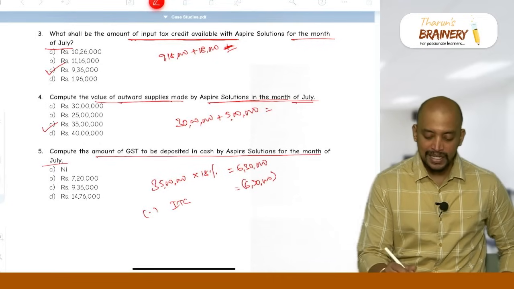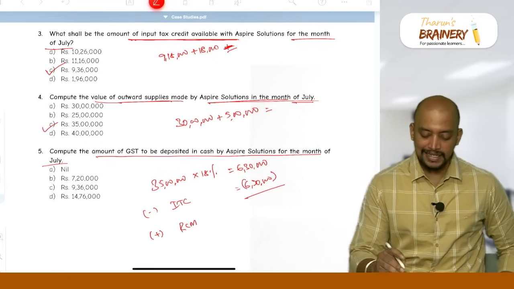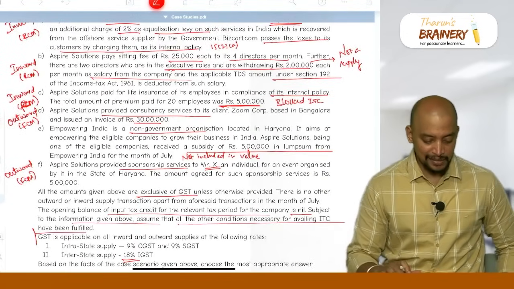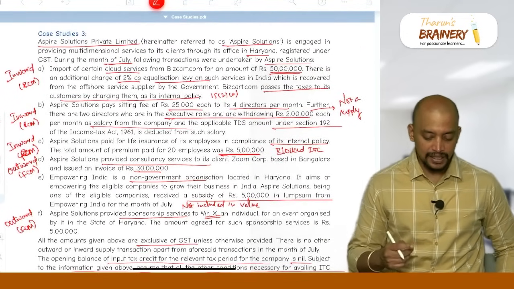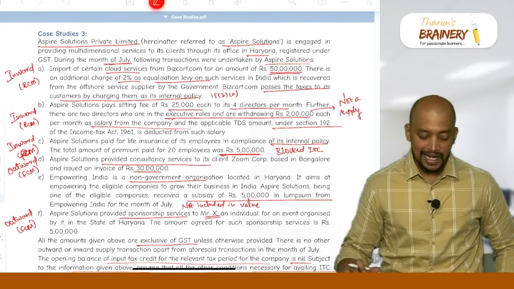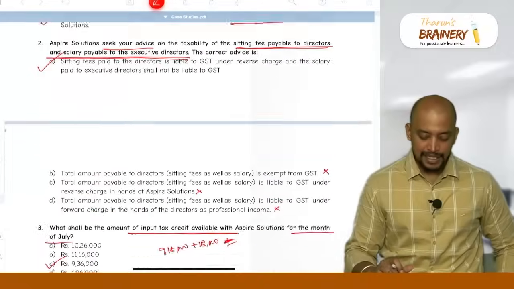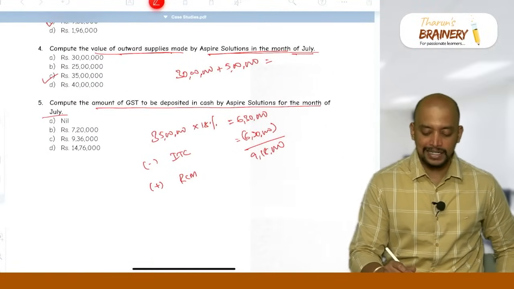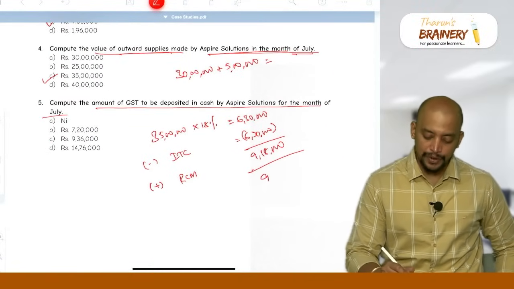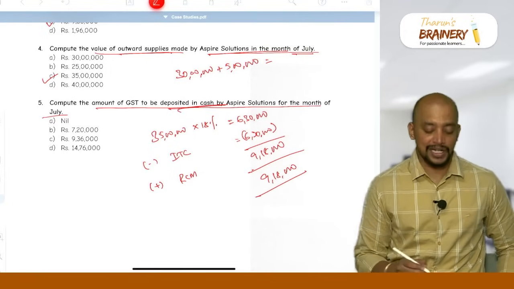Now there is some inward supply under RCM. So add inward under RCM. What is the RCM liability? If you see inward RCM, two transactions: the sitting fees and that 50 lakhs. So 50 lakhs both, actually both are ITC only. So that is 9,18,000. 9,18,000 is the inward supply under RCM. Therefore the total amount, 9,18,000, is the GST to be deposited in cash, net liability.